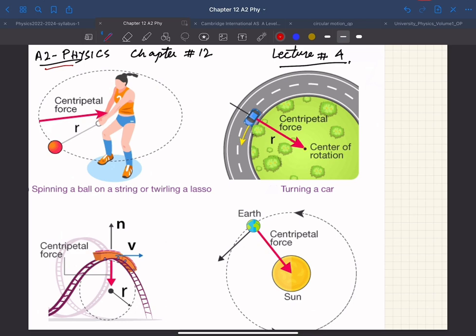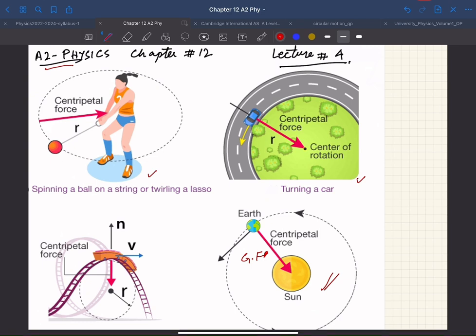Here you can see a few examples like spinning a ball on a string, or turning a car, and the centripetal force when you are in an amusement park. And here you have the example of the centripetal force between the earth and the sun. So here you know that the gravitational force is basically the centripetal force.